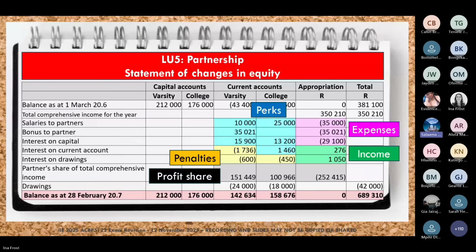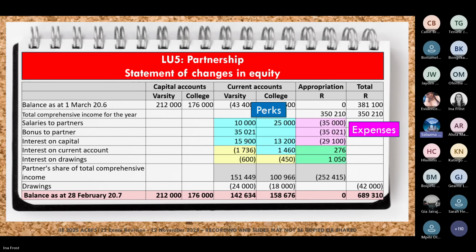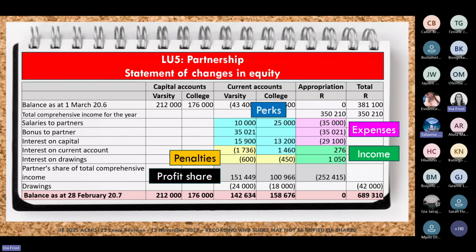And for the appropriation, what are we recording there? Our income and expenses. And my students know, I've drilled it in class, that your perks for the partners are your expenses to the partnership, and the penalties to the partners become the income to the partnership. I'll show it nicely, slowly here, so you can see the perks and the expenses go together, and then the penalties and the income go together, and then the last one is just the profit. Perfect. Whatever they've actually done in the T accounts, those calculations, it's exactly the same.